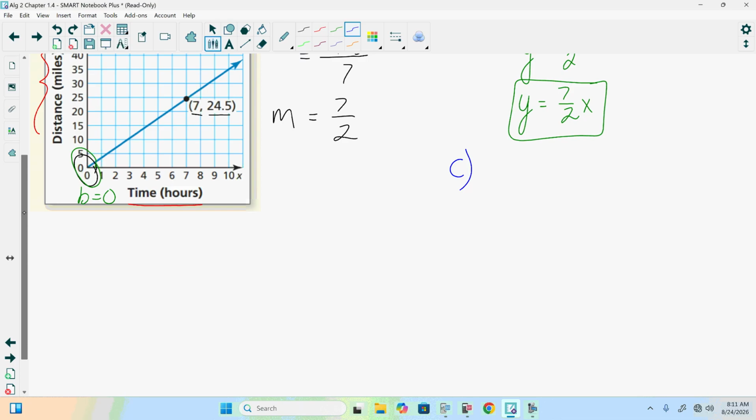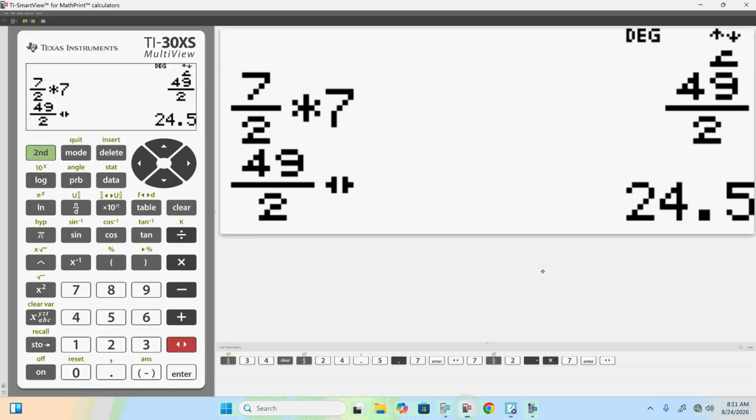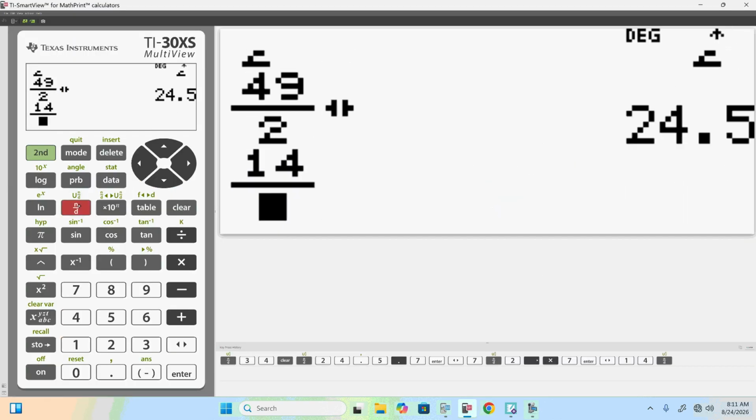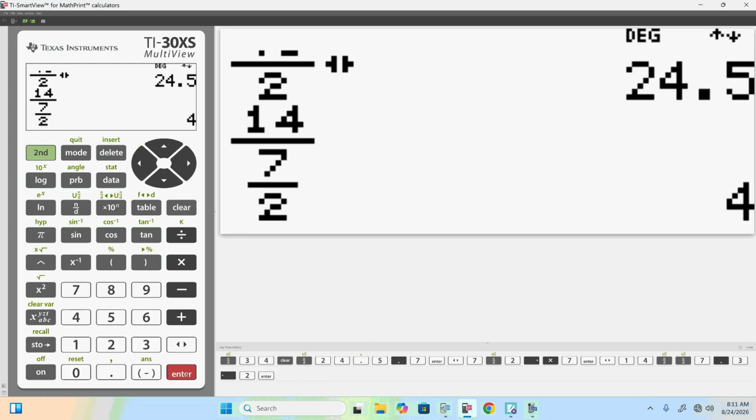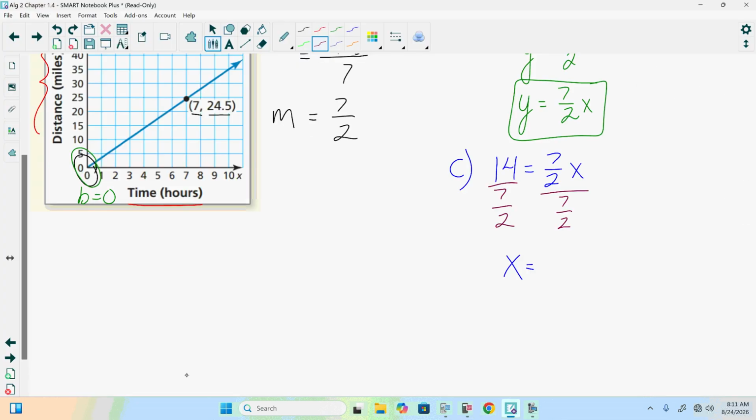Or, we know that the miles is y, so 14 is equal to 7/2 x. To solve this, we can divide both sides by 7/2. 7/2 x divided by 7/2, 7/2 divided by itself is 1. So really what we're looking at is 14 over 7/2, which tells us it is 4. It takes 4 hours.